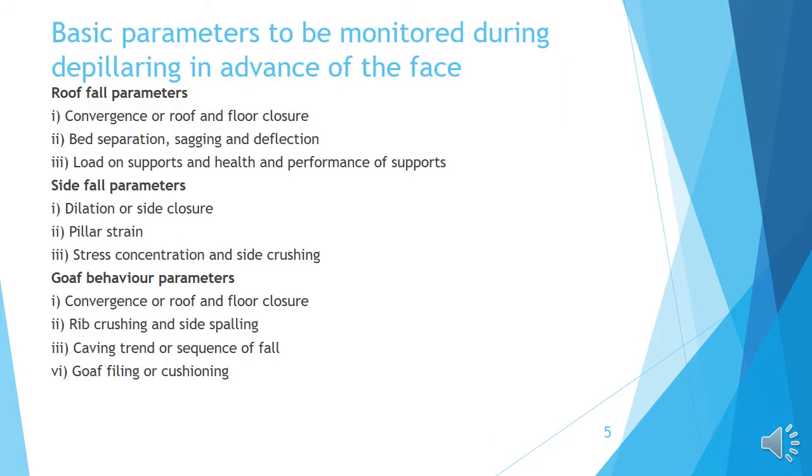The basic parameters that need to be monitored during depillaring in advance of the phase are the roof fall parameters, side fall parameters, and goaf behavior parameters. In roof fall, we need to look at the convergence, bed separation, sagging and deflection, and load on supports. In side fall parameters: dilation of the side closure, pillar strain, stress concentration, and side crushing. Goaf behavior parameters are the convergence or roof and floor closure, caving trend, and goaf filling or cushioning. Now we will look at them one by one.